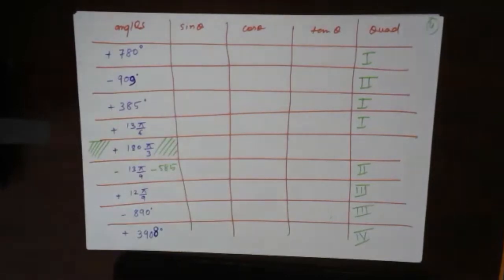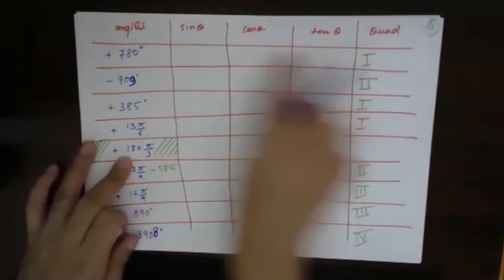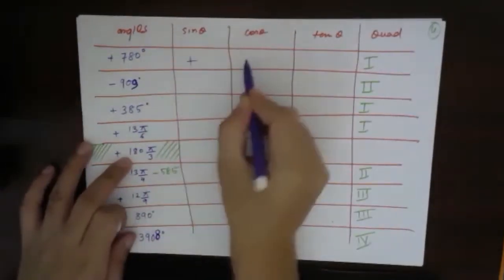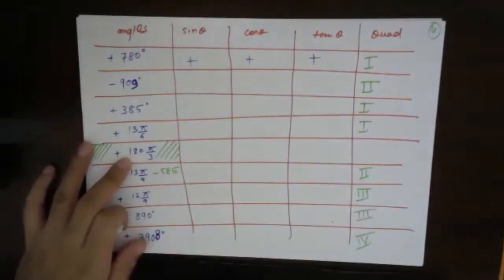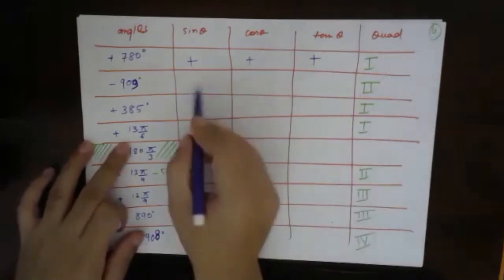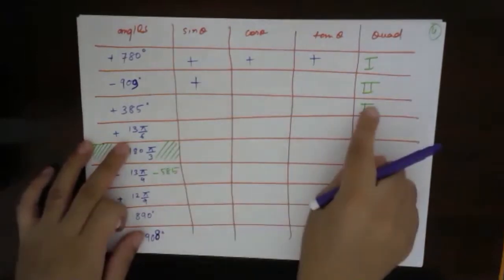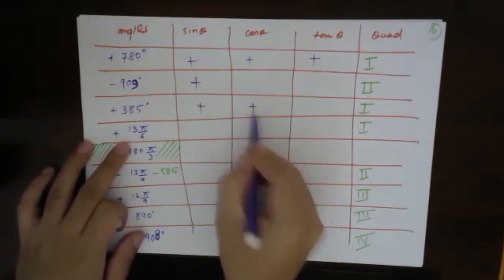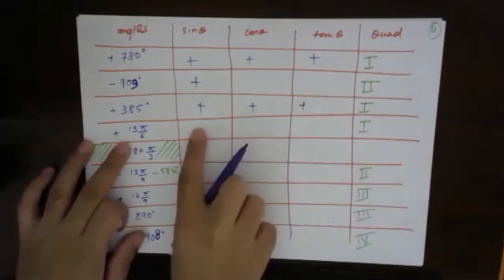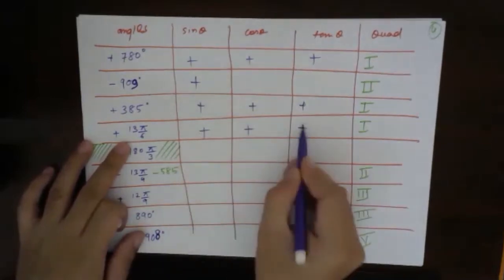Now, in the first quadrant, everything is positive. So we will simply mark positive, positive, positive. In the first quadrant, everything is positive.